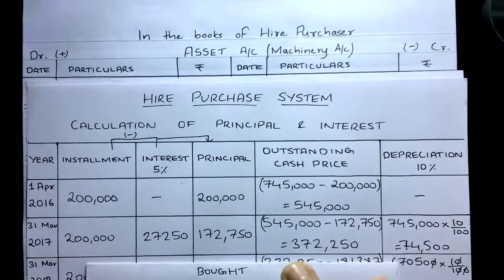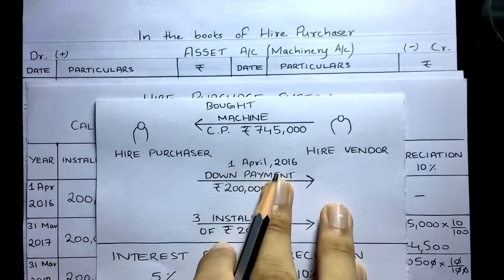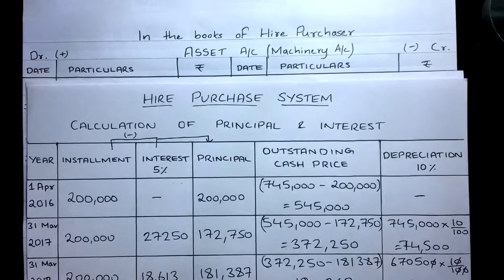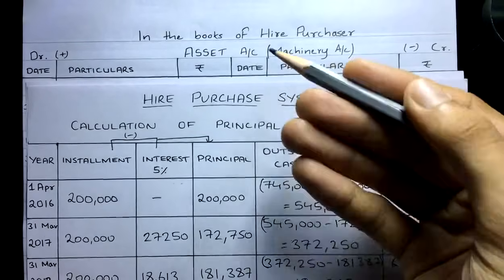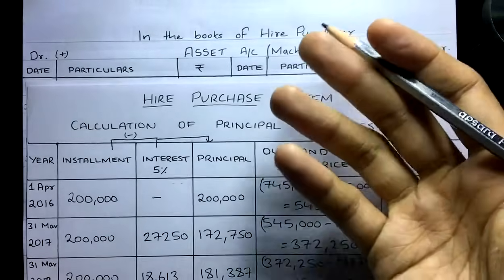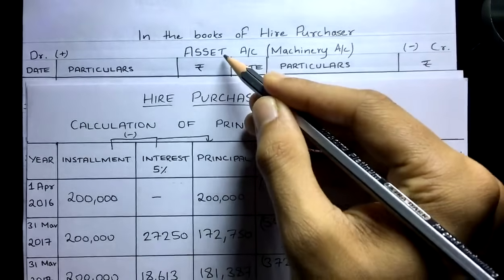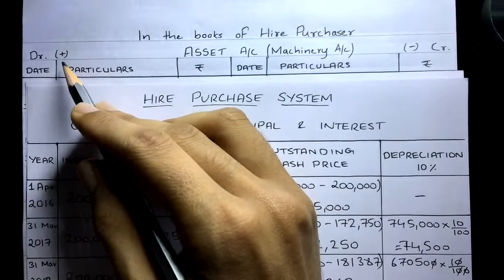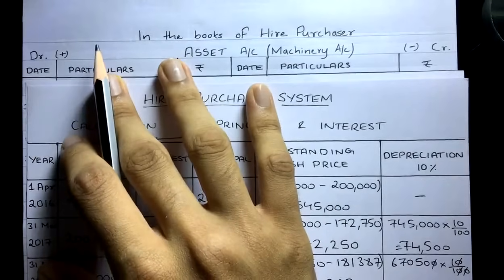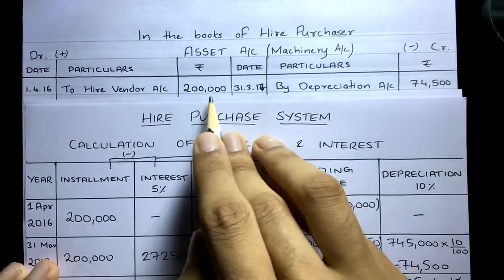See, at first what happened, the down payment was made of 2 lakh to acquire this asset. The down payment is made to the hire vendor, and due to that down payment, the asset came into the business, or the asset came to the hire purchaser. So asset is coming in, that means asset is increasing. So asset debit. It's like purchase of an asset. How? Because of payment made to the hire vendor. So to hire vendor account 2 lakh.